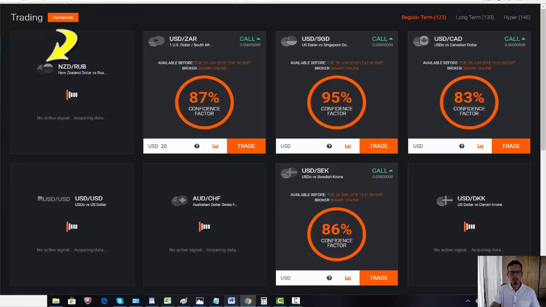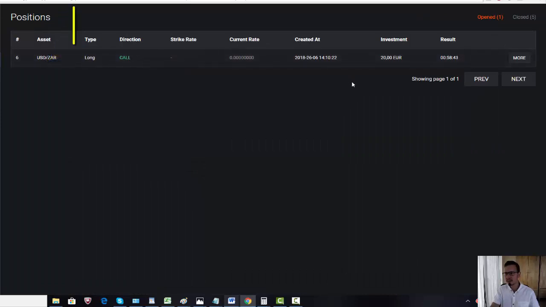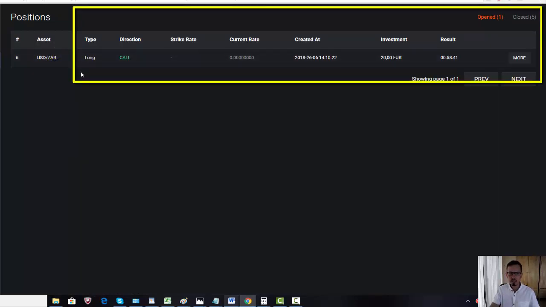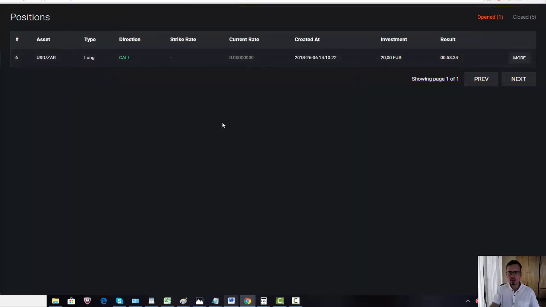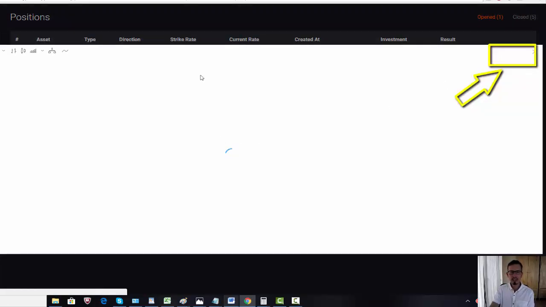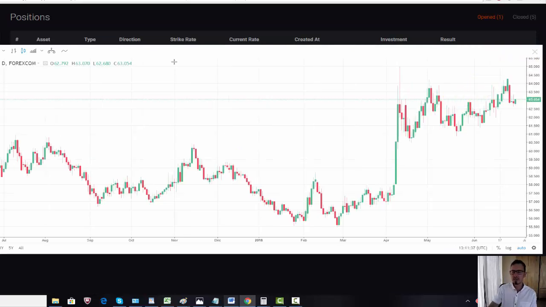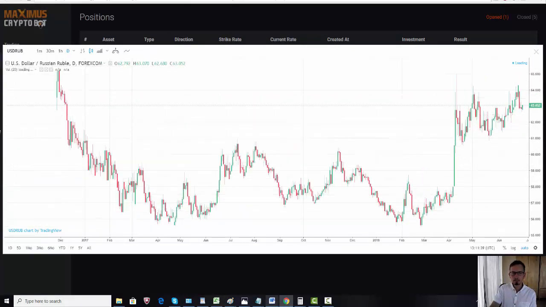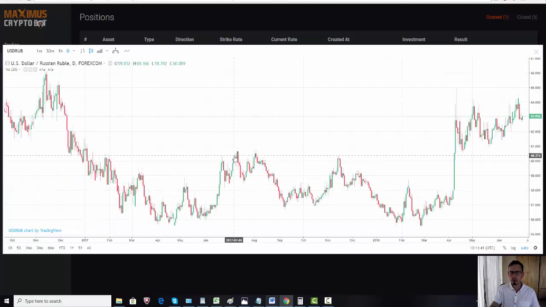When you click on positions, you will see this area right here. For example, we have a USD ZAR trade, which is still running, guys. And as we can see, we can simply click here on more, and you can see the actual free charting solution provided for you by TradingView. So in here, guys, we can analyze the markets. Here we can do technical analysis.